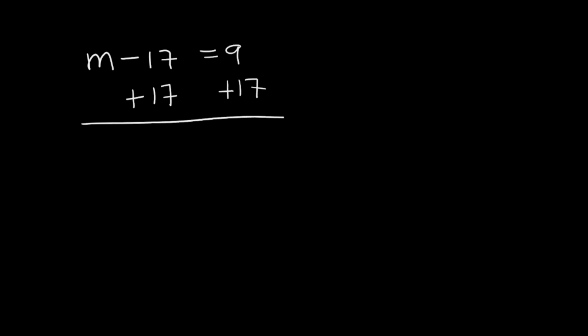Now let's look at another example. Suppose we had m - 17 = 9. What is m? You can pause the video and try if you like. Now, when we add 17 to both sides, we can bring the m down. This becomes 0, and this becomes 26. So m is equal to 26.